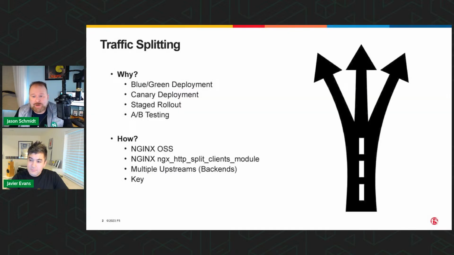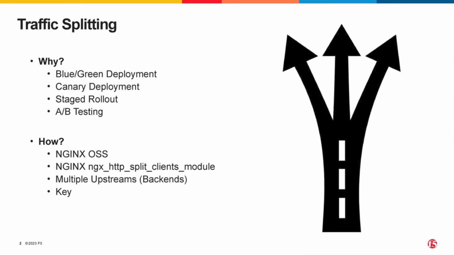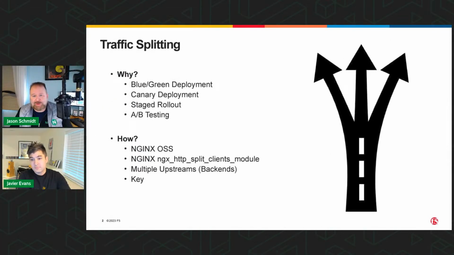So why do we want to do traffic splitting? We do traffic splitting for things like blue-green deployments, canary deployments, staged rollout, A/B testing. This is something that we've all probably done at some point in our career, and these are the reasons why we do it. But today, we're going to be talking about how we do that with NGINX open source.